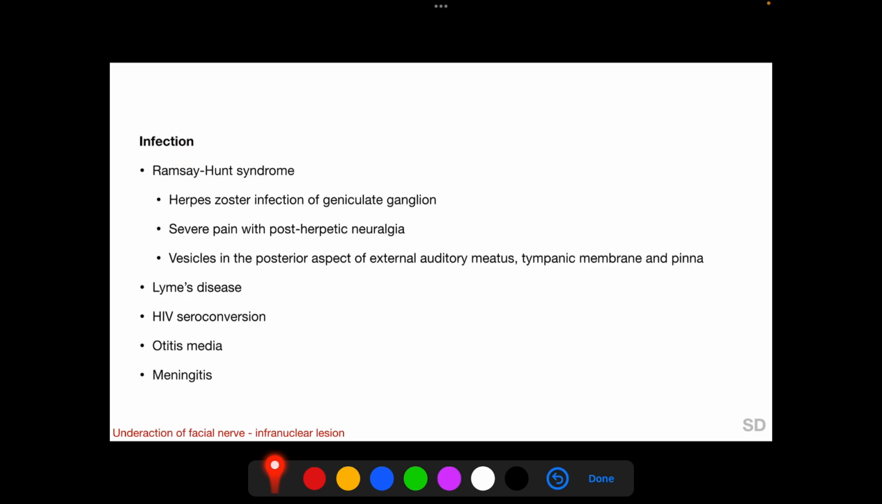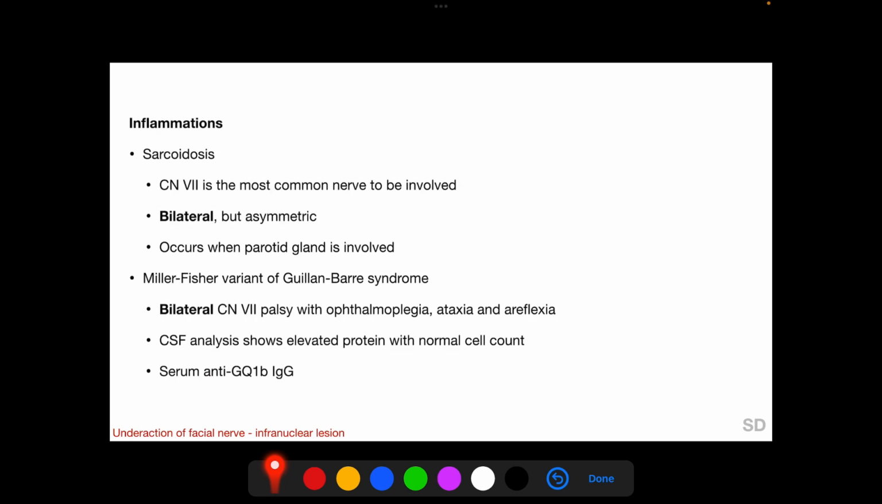Infections may also cause infranuclear palsy of the facial nerve, and Ramsay-Hunt syndrome is the name given to herpes zoster infection of the geniculate ganglion. Like herpes zoster ophthalmicus, these patients complain of severe pain with post-herpetic neuralgia, and we may find vesicles in the posterior aspect of the external auditory meatus, tympanic membrane and pinna. Other infections causing infranuclear facial nerve palsy include Lyme's disease, HIV seroconversion, infections of the middle ear and meningitis.